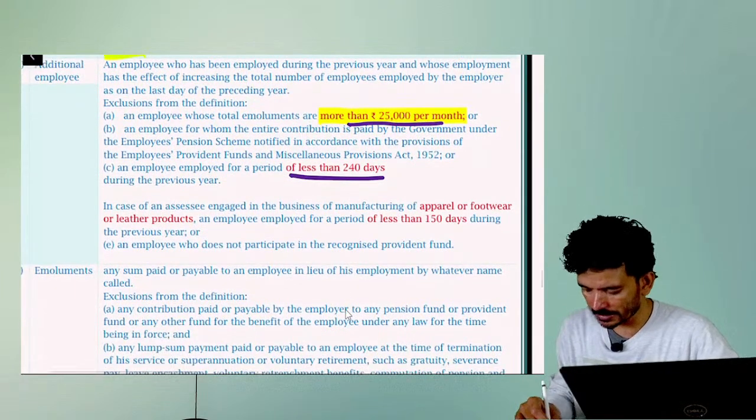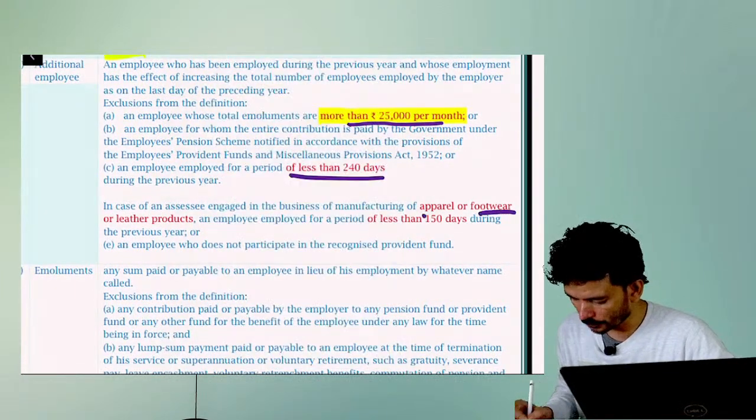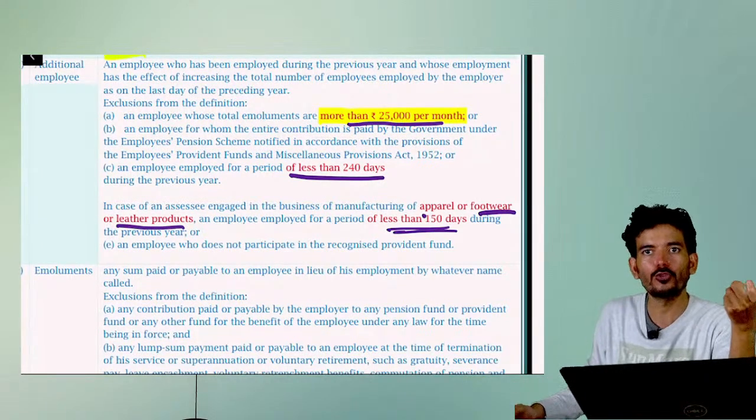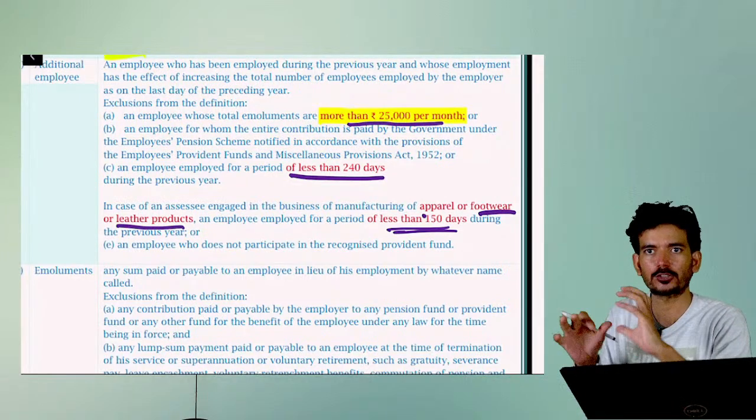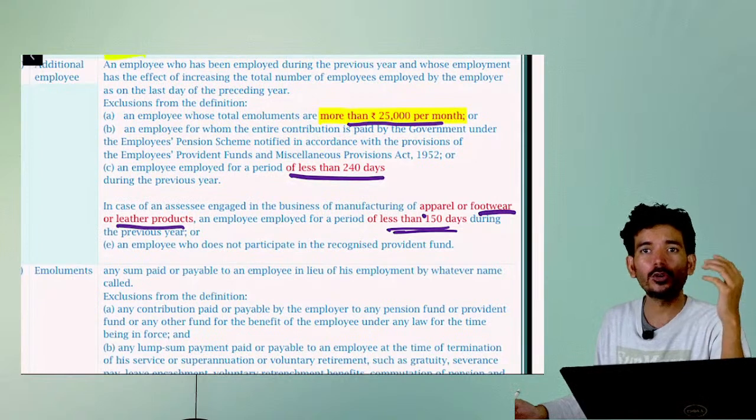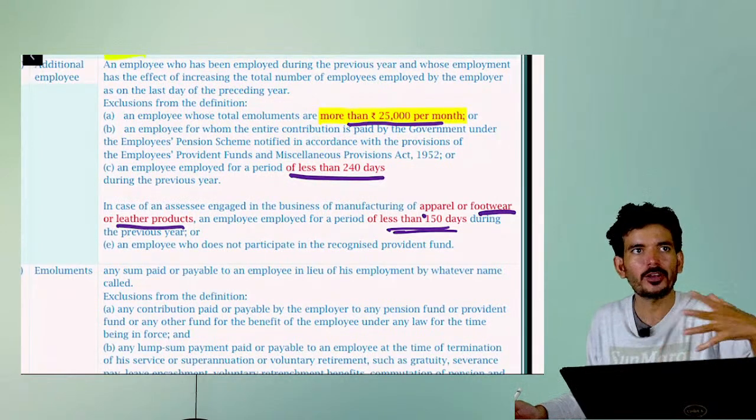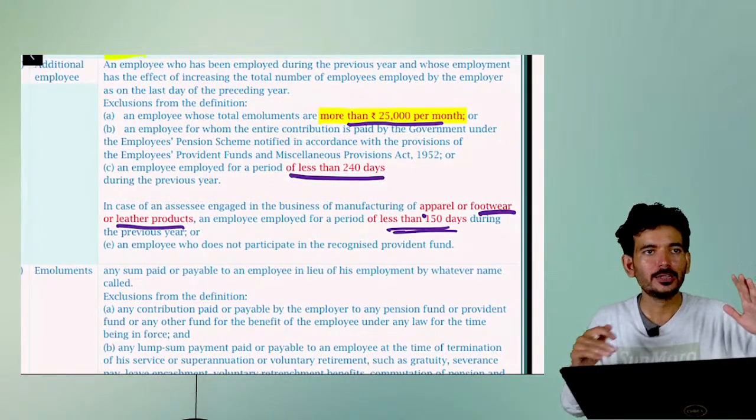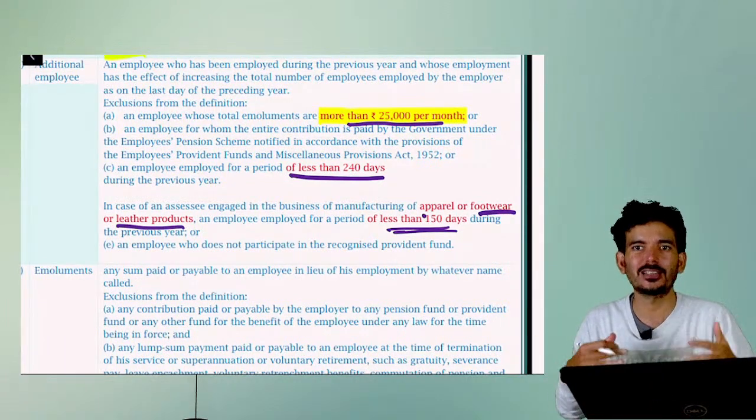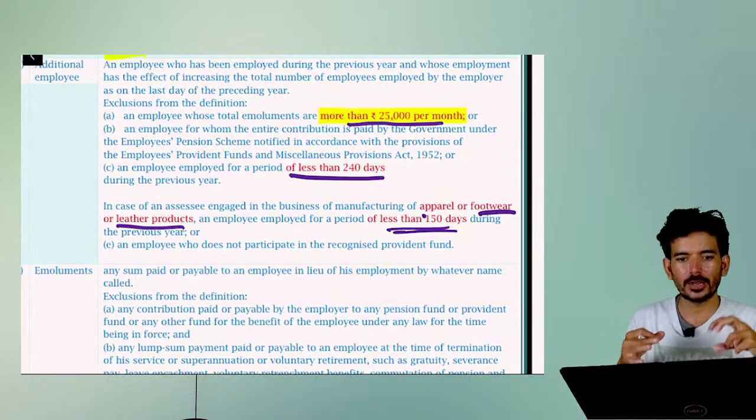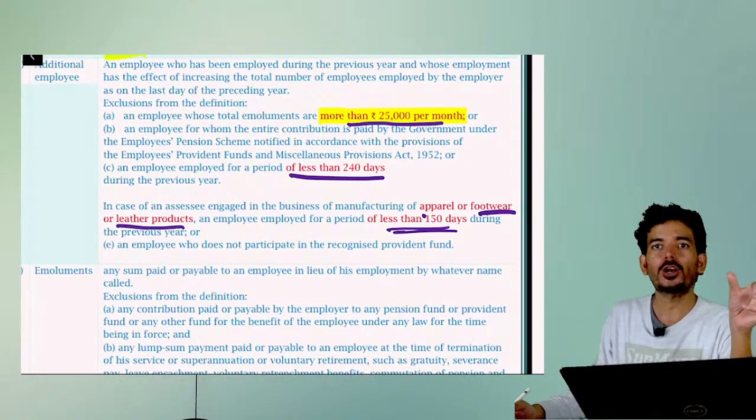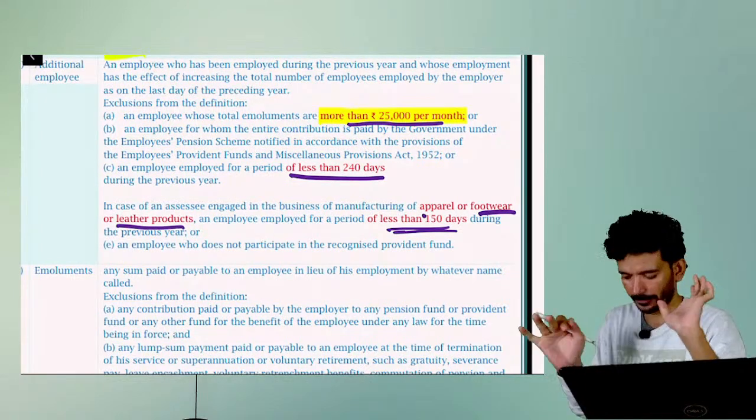And if your business is something like apparels, food or leather products, it can be 150 days also, instead of 240 days. You might ask why. Apparels, footwear, leather, they don't run the manufacturing for the whole year. They will do it for 6 or 7 months, something like that, and then take a break. They do it on a seasonal basis. So for companies engaged on a seasonal basis, like apparels, footwear, it is not 240 days, it is 150 days.